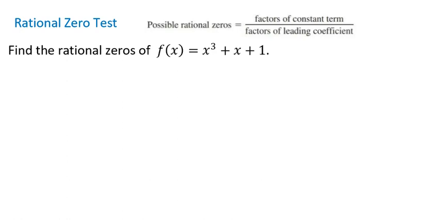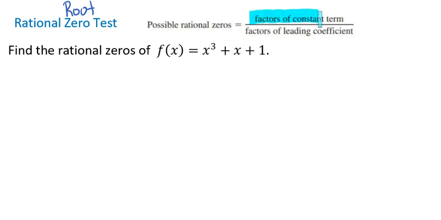In this video, we're going to be finding rational zeros. And to do that, we're going to be using the rational zero test. It's also referred to as the rational root test as well. So to find your possible rational zeros, you're going to take the factors of the constant term and divide it by the factors of the leading coefficient.